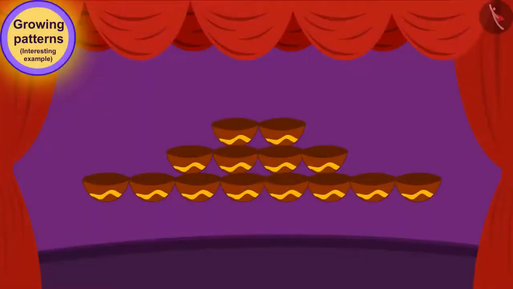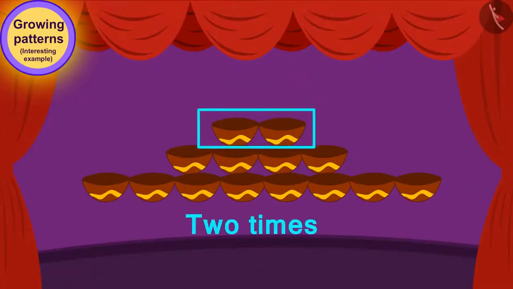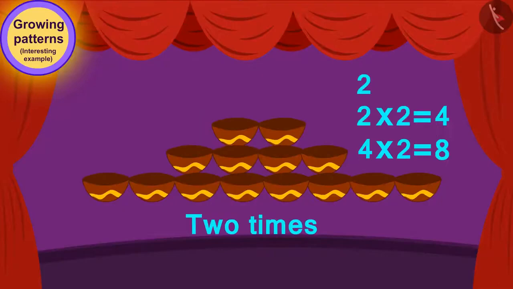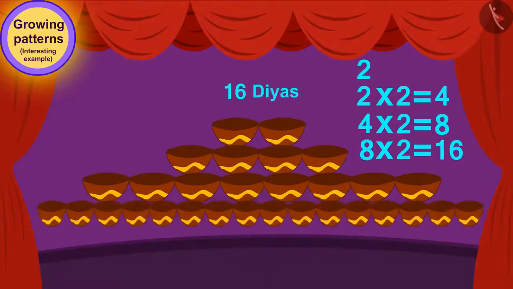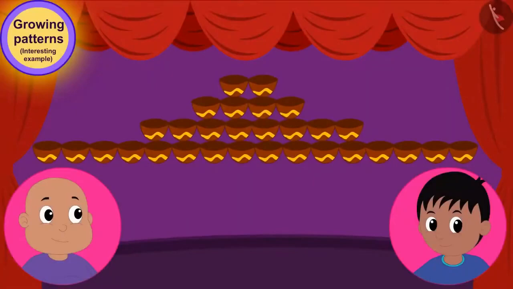Well done, children! Your answer is absolutely correct. Here, every line of diyas has 2 times the diyas from its earlier line. Thus, how many diyas will be in the next line of this growing pattern? 16 diyas. Raju bought the decoration of the diyas.